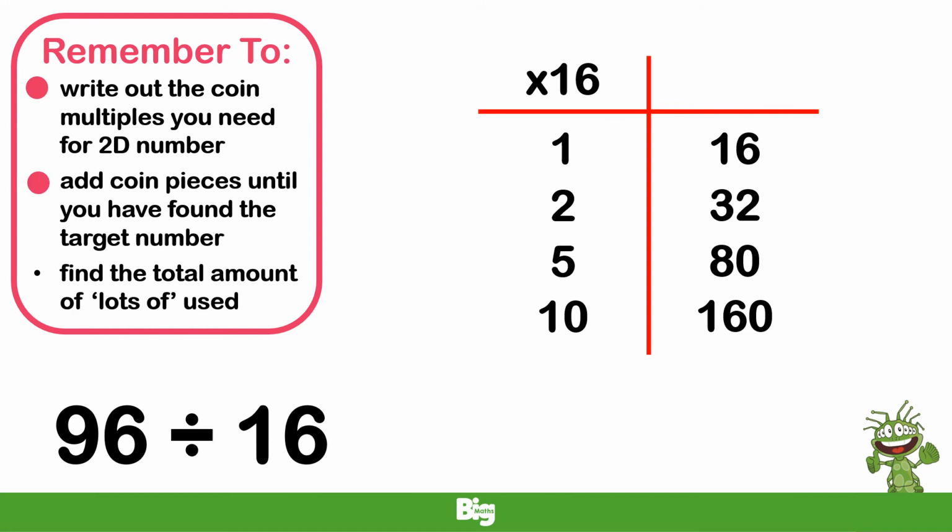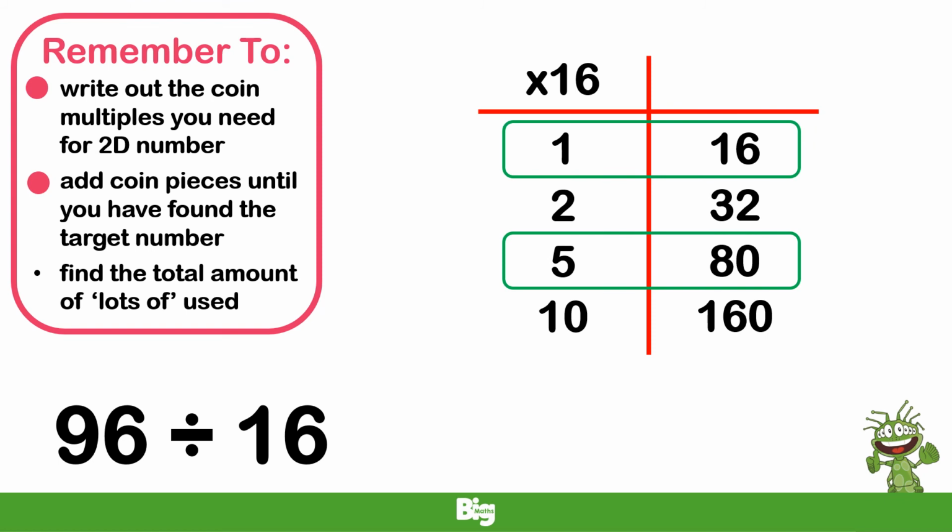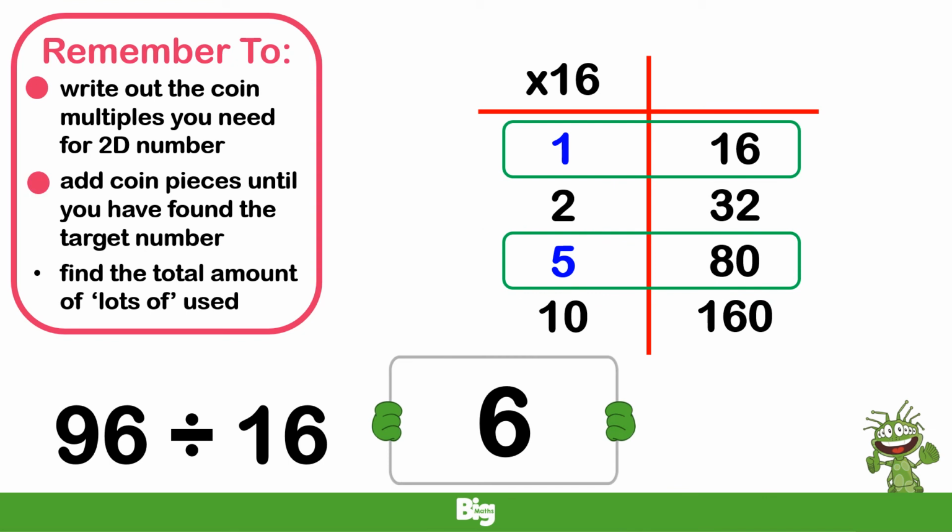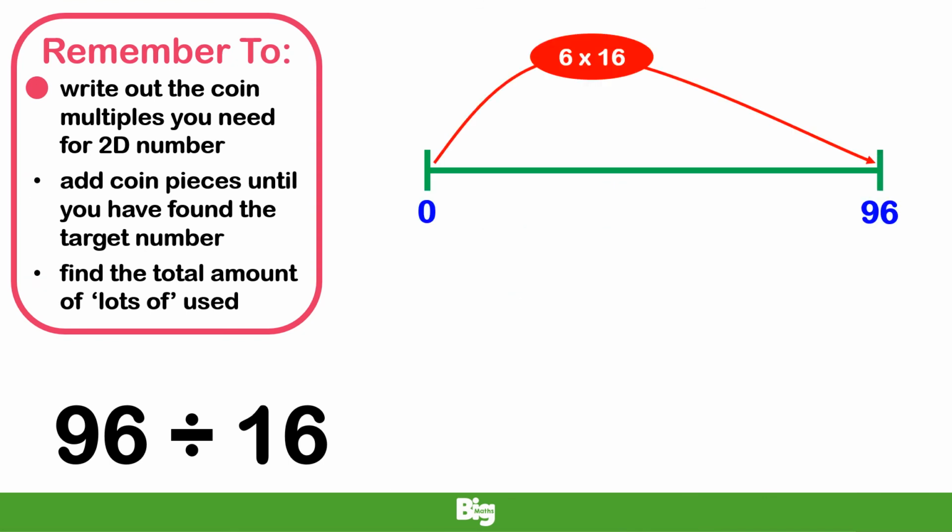So if we look at here, we know that 5 times 16 is 80. And we know that 1 times 16 is 16. And if we were to add 80 and 16 together, we would get 96, which tells us that 6 times 16 is 96 because we've added our fifth and our first multiples together. So 5 add 1 is 6, 6 times 16 is 96. So that's our answer. Here's a wee diagram just to show that 6 16s brings us to 96.